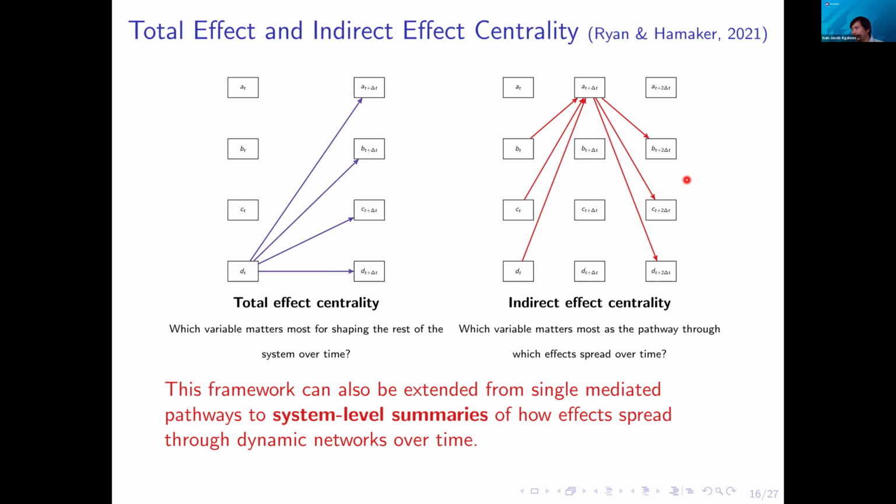The question that this particular metric asks is which variable matters most for shaping the rest of the system over time. If you look at this diagram, you see that this particular variable is associated with many, actually all, of the variables in this example. So total effect centrality asks: what if I sum up all those total effects to get a metric that shows which variable matters for shaping the variables in the system? That's basically total effect centrality.